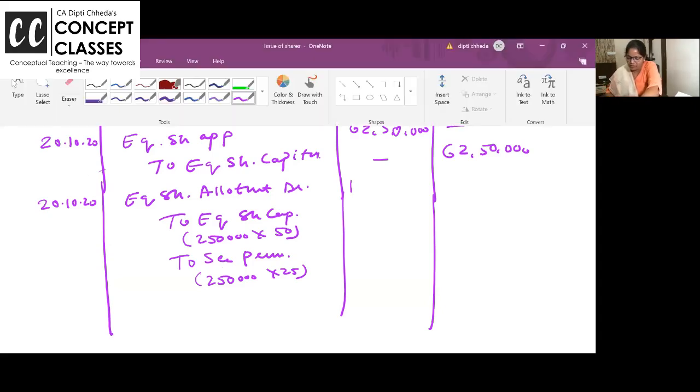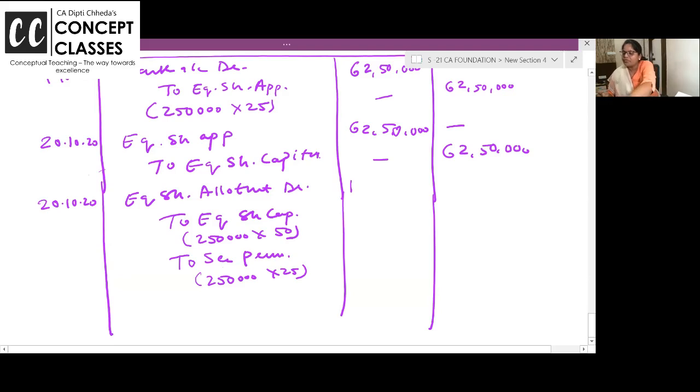So 2,50,000 into 50. Okay. 125 lakhs. Let's do the entry in lakhs from here because there is a lot. 125 lakhs and 2,50,000 into 25. 62.5 lakhs. So this is 187.5 lakhs. Those who have littled out, they can write in bracket 250 into 75.